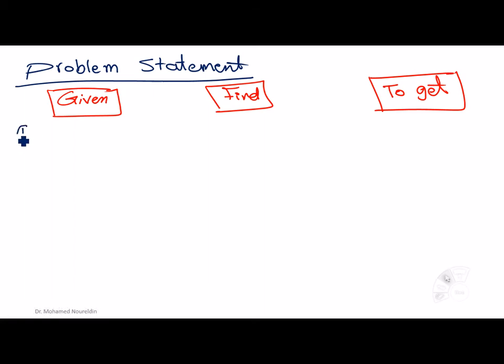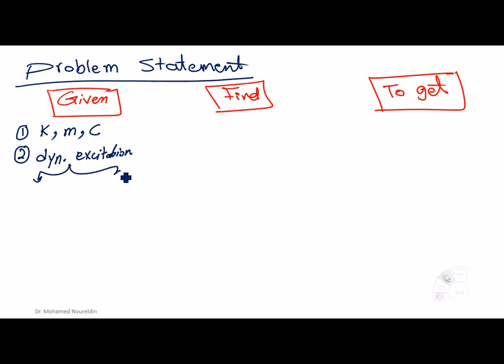So the given commonly for us is two main things. First, we are given the stiffness of the system, the mass of the system, and the damping coefficient of the system. This is commonly given for us. And the second thing is the dynamic motion, or dynamic excitation.